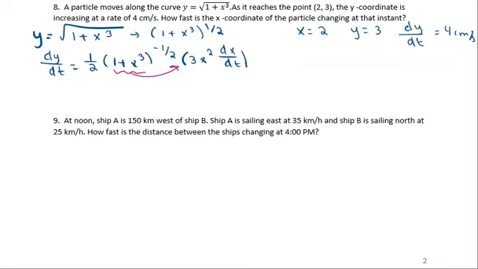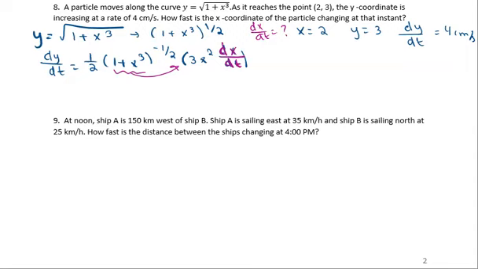All right, which one are we trying to fill in? Which one are we trying to solve for? How fast is the x coordinate changing? Well, x coordinate changing, that's dx/dt. That's what we want, and it's right here. So we need to get that dx/dt by itself, and we need to substitute in all of the values that we are given for x, y, and dy/dt.